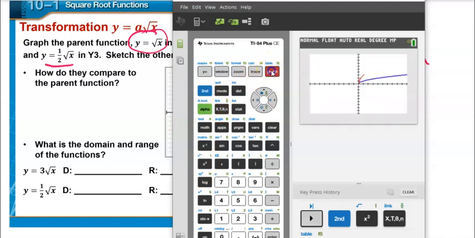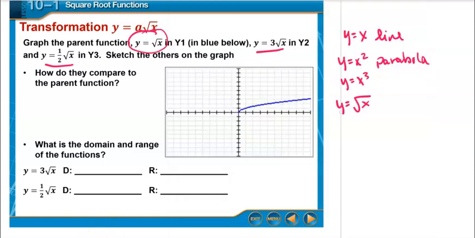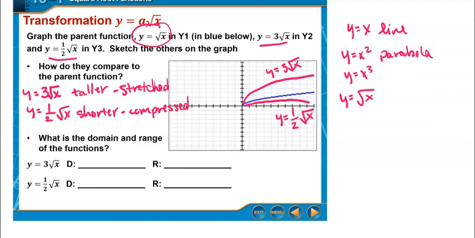So now we're going to graph it. Okay, so see the 3 stretched it, and it made it taller, and the 1/2 made it smaller. So when we're looking at this, let me trace. All right, there's my sketches of my graphs. This doesn't go down, it just continues going up.